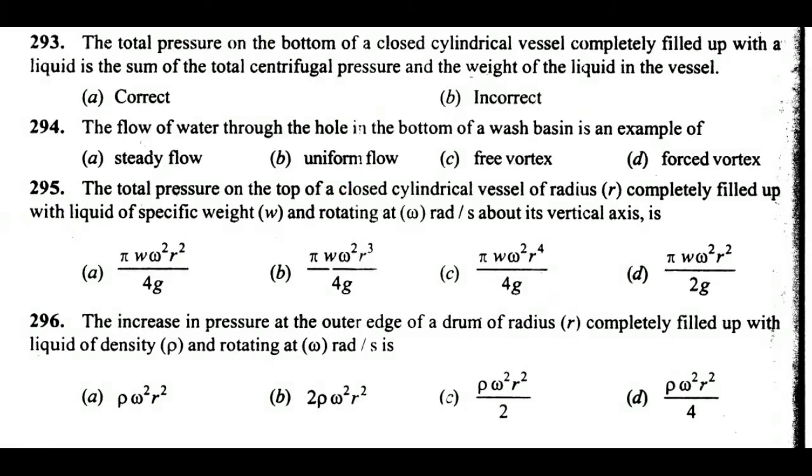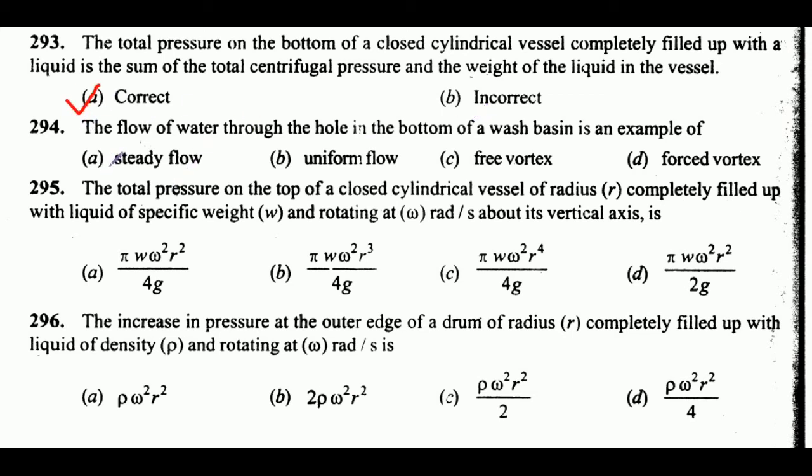Next is, the total pressure on the bottom of a closed cylindrical vessel completely filled up with liquid is the sum of the total centrifugal pressure and the weight of the liquid in the vessel. Here friends, options are correct or incorrect. So here friends, this statement is true. So here option A is the correct answer, that is correct.